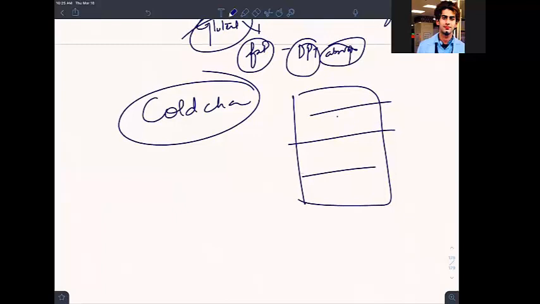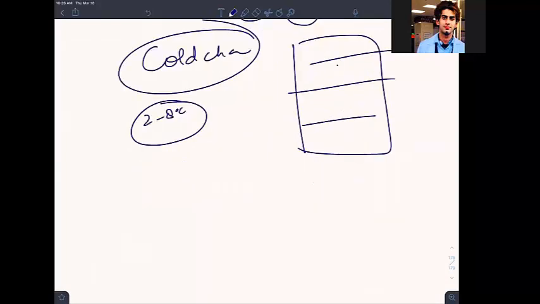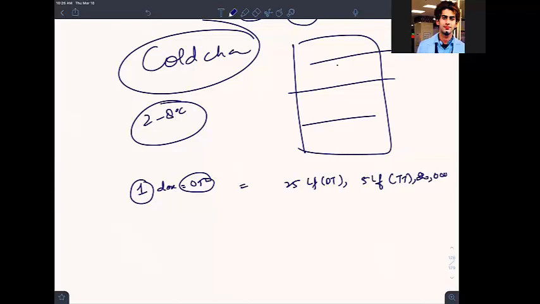So DPT should be stored at what temperature? 2 to 8 degrees centigrade. Should be very nicely kept. It should not be frozen. Okay. So what does one dose contain? One dose is equal to 0.5 ml. I remember a name, that is GlaxoSmithKline. Now it has 25 Lf of diphtheria toxoid, this is for your information, you don't need to remember. 5 Lf of tetanus toxoid, and 20,000 million pertussis killed bacilli.